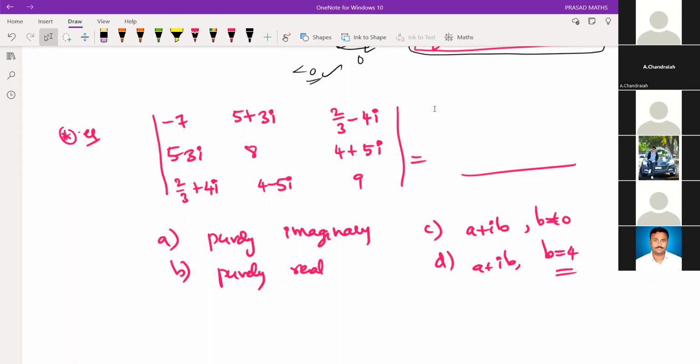Option C, sir. Who said option C? Monica. Why? In all terms, 5 plus 3i, imaginary part and real part are there, sir. In option C, b not equal to 0, we have the form a plus ib, so that's why I said. No, is it an argument? See, how to find the determinant? What is the determinant value?